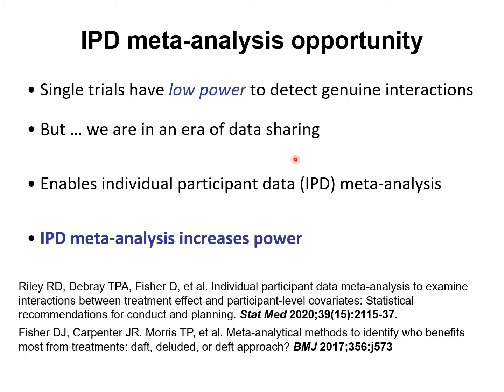So in the last few years, a couple of papers have come out which have tried to clarify how we should derive treatment covariate interactions using an IPD meta-analysis, because we've seen, and David Fisher and colleagues have seen, that the standards of analysis in IPD meta-analysis projects is very poor at times, particularly to estimate interactions, and mistakes are being made. So I'm going to draw on this material in the following slides.